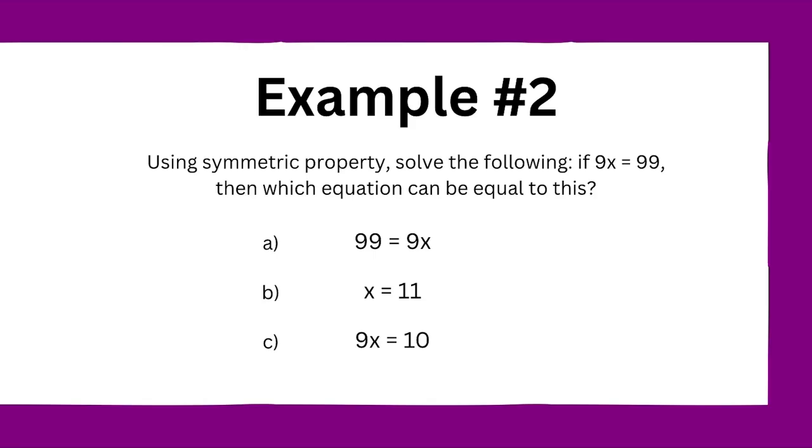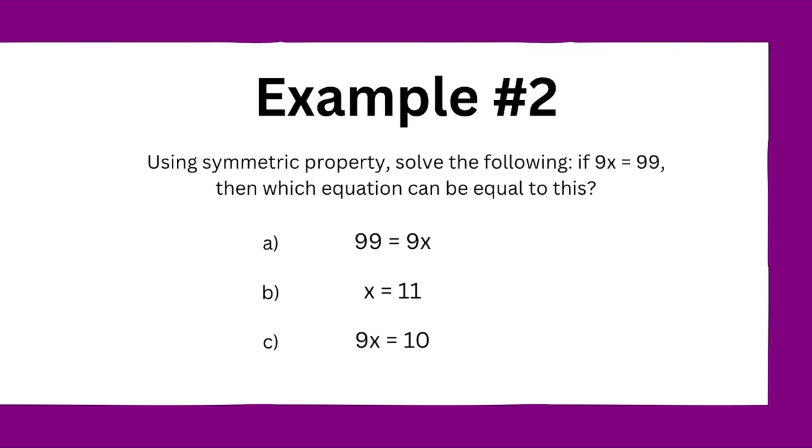Now, why wouldn't B or C be my correct answer? Well, B has 11, and our original equation does not have 11 in it, so that's automatically incorrect. 9x equals 10. It has a 10. Our original value does not have a 10 in it, so that's automatically incorrect. And further expanding on B, well, yes, if you do 9 times 11, plug that x equals 11 in, yes, you would get 99, but that's not what we're looking for.